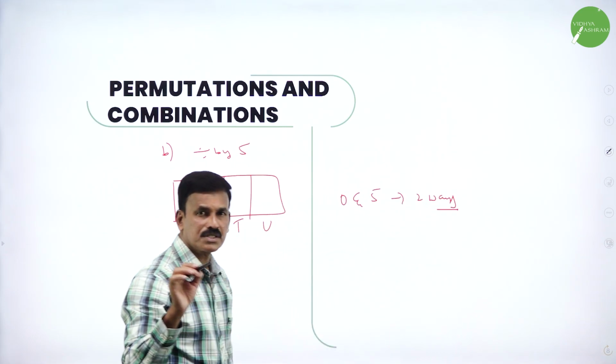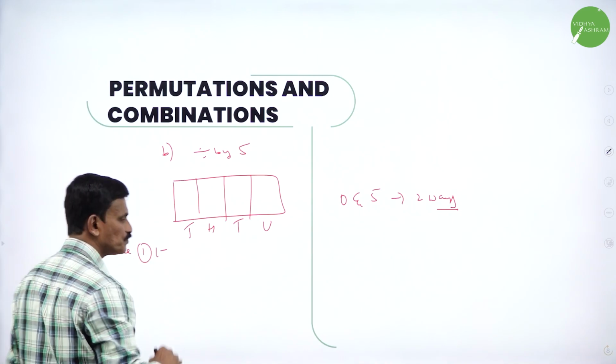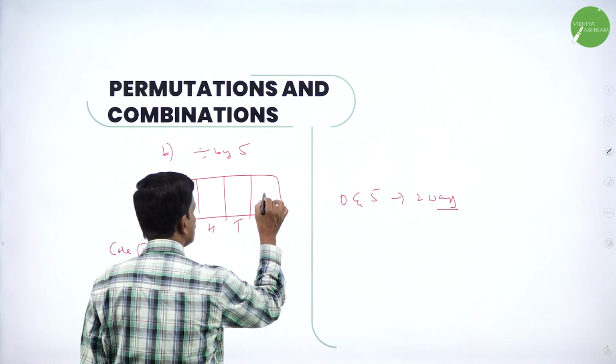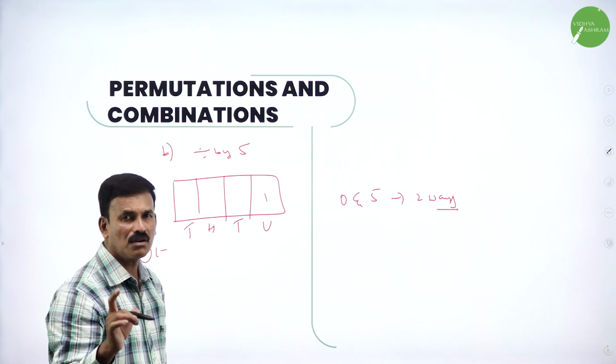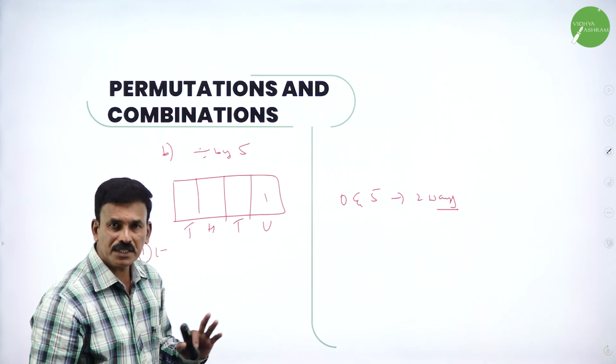Now here also 2 cases arise. Case number 1: if the last digit is 5, the last digit can be filled in 1 way. The last digit is 5, right? And further, the 1000 place cannot have 0.